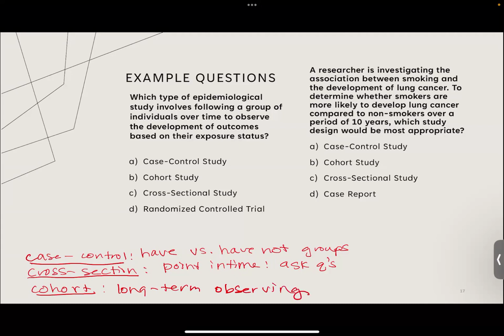Okay, first question. Which type of epidemiological study involves following a group of individuals over time to observe the development of outcomes based on their exposure status? This is our cohort study. Next question. A researcher is investigating the association between smoking and the development of lung cancer, example that I just gave earlier. So if we're looking at whether smokers are more likely to develop lung cancer compared to non-smokers, and we're just following them over 10 years, what study is that? Just like we just said, cohort study.